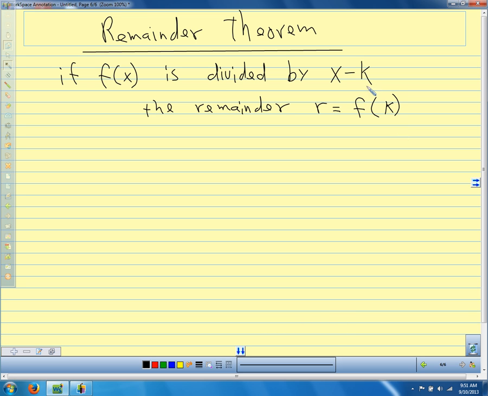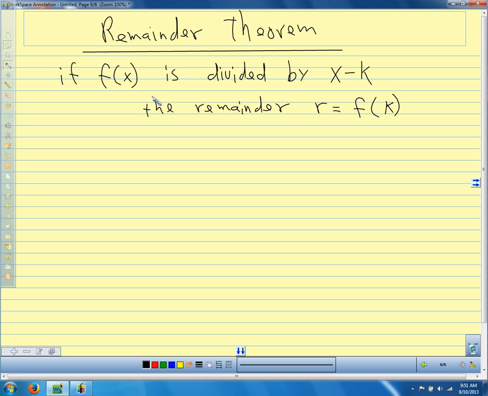If we're dividing by a factor, we said the factor and a 0 mean the same thing. So f of whatever number that is a factor turns out to be 0. So if our remainder is 0, then we're dividing by a factor.